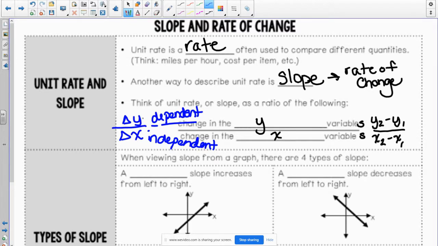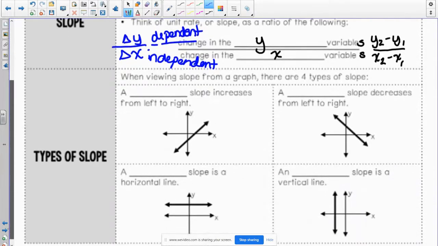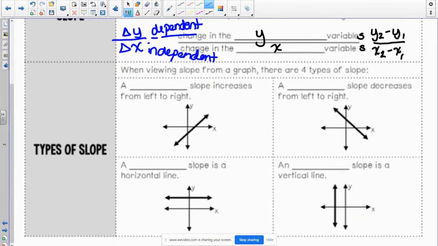Again, we'll just go through them here. Change of the y over the change of the x is this first one. The dependent variable divided by the independent variable, the change of the y variables over the x variables, or algebraically here, y2 minus y1 over x2 minus x1. Types of slopes that we're going to look at in this intro lesson are just the way those slopes change.